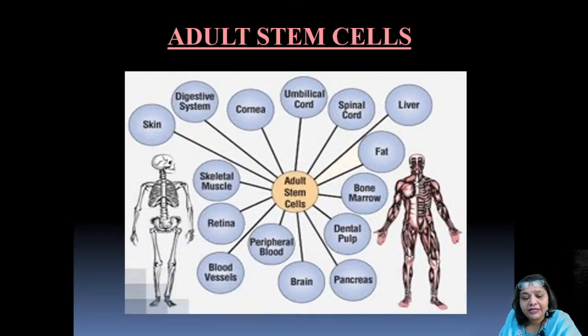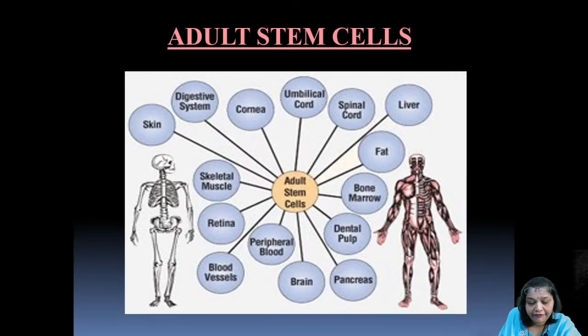So adult stem cells generally can be obtained not only from these four different locations, but they can be extracted from many other locations like the skin, the digestive system, the cornea, the umbilical cord, the spinal cord, the liver, the fat cells, the bone marrow, the dental pulp, the pancreas, the brain, the peripheral blood vessels, the retina of the eye, and the skeletal muscles.